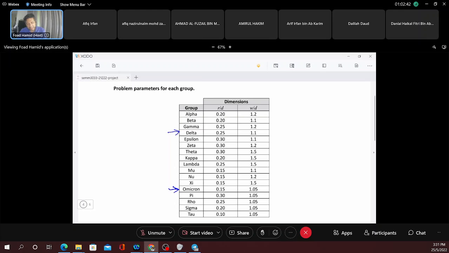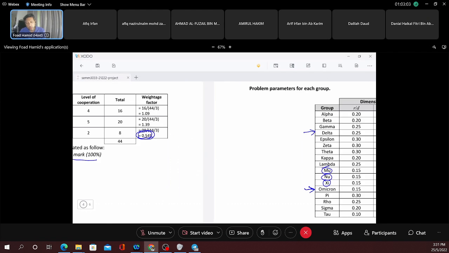They skip Z. They skip mu and nu. They skip that because Z is a Chinese surname. They don't want people to say this Chinese surname is the one that made the vaccine. So that's why they skip. Okay, so R over D is 0.2 for alpha and W over D is 1.2.